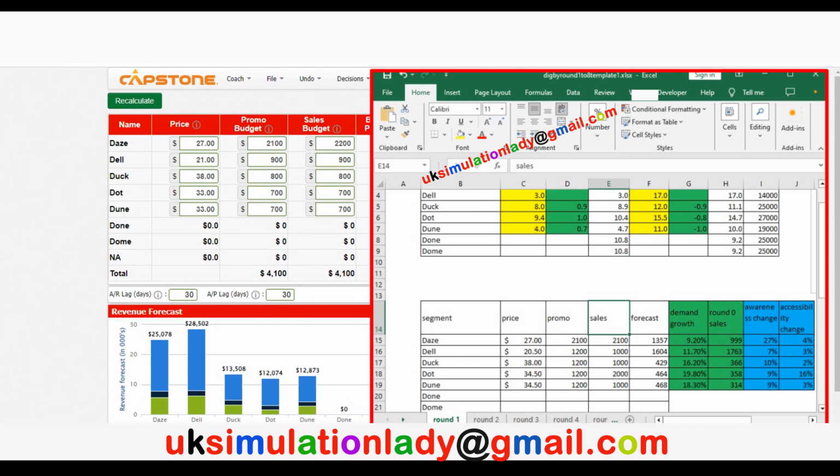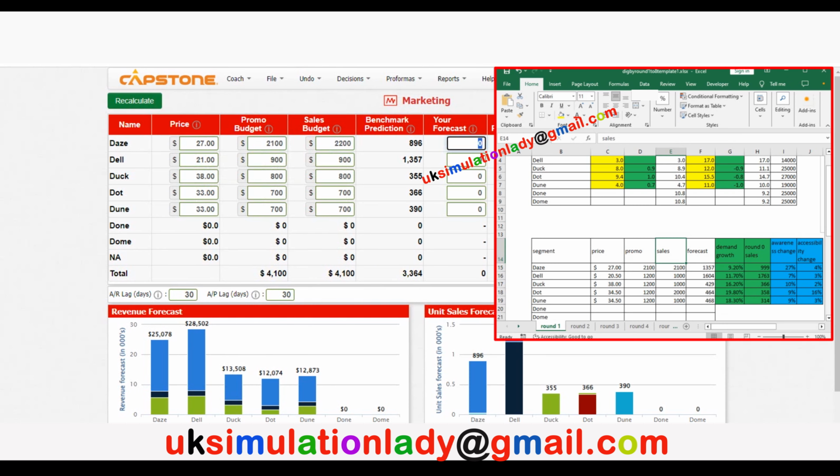It's important to note that growing accessibility is expensive and time-consuming compared to awareness, and having multiple products in a segment accelerates this growth. We estimate that Daze will sell about 1,357 units. This figure is based on the total units sold in Round 0, adjusted for the 9.2% market growth rate for CapSim Round 1. You can enter these values into the CapSim Forecasting Excel template, and it will automatically calculate Daze's sales forecast.